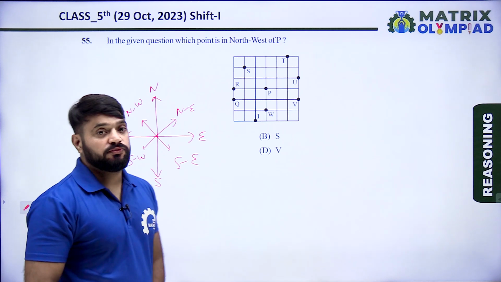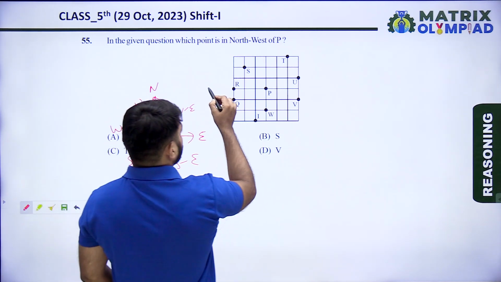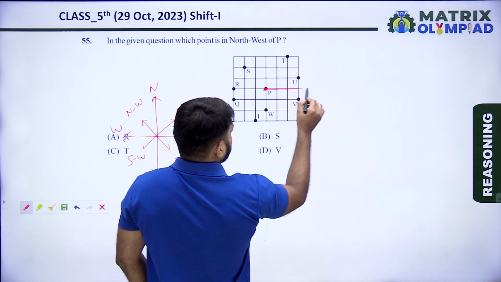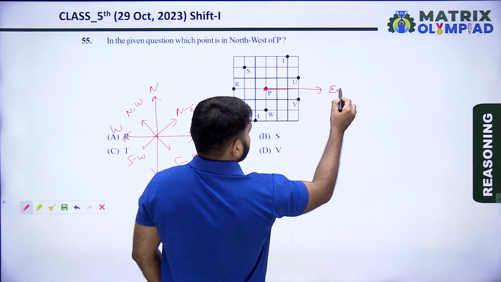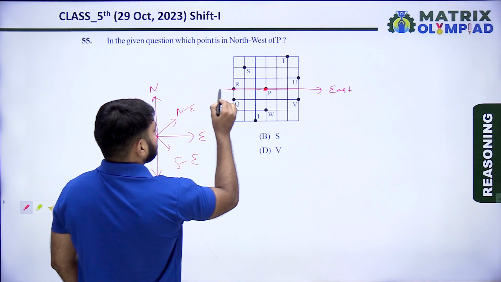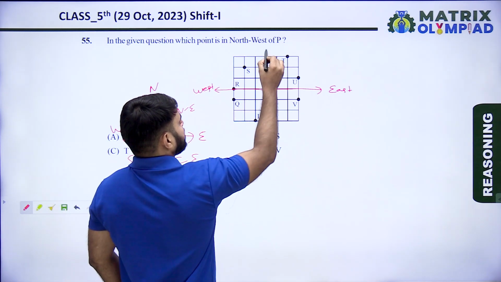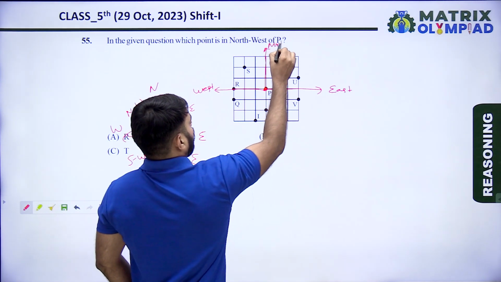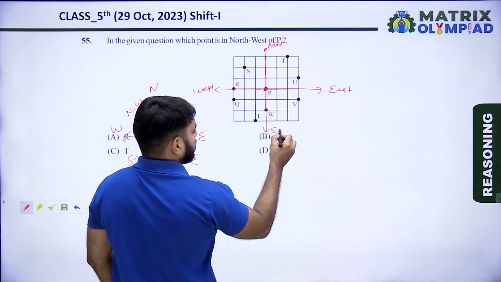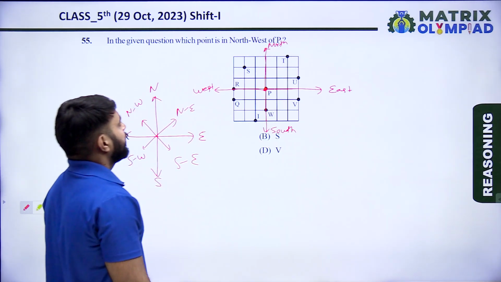So according to the figure, this is the east of P, and this is the west of P, and this is the north of P, and this is the south of P.